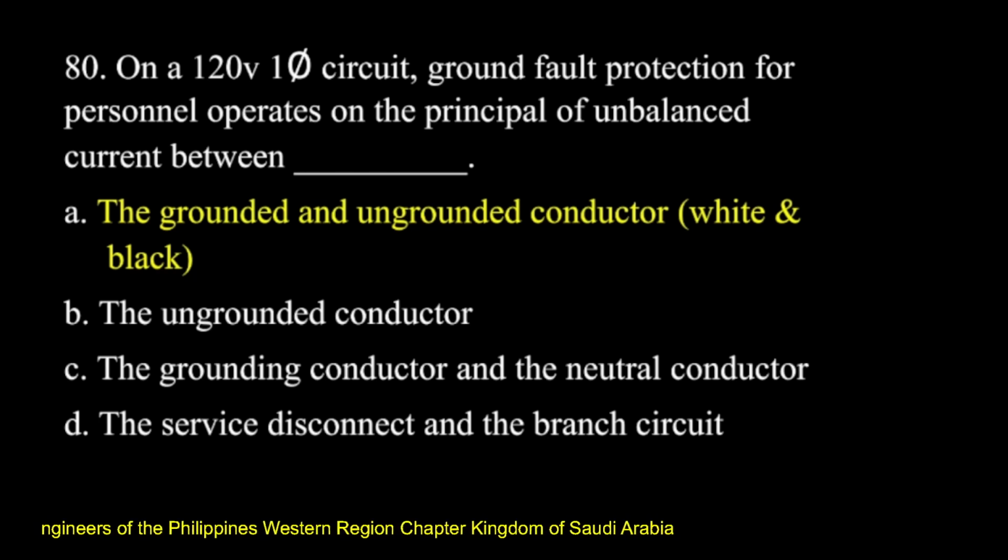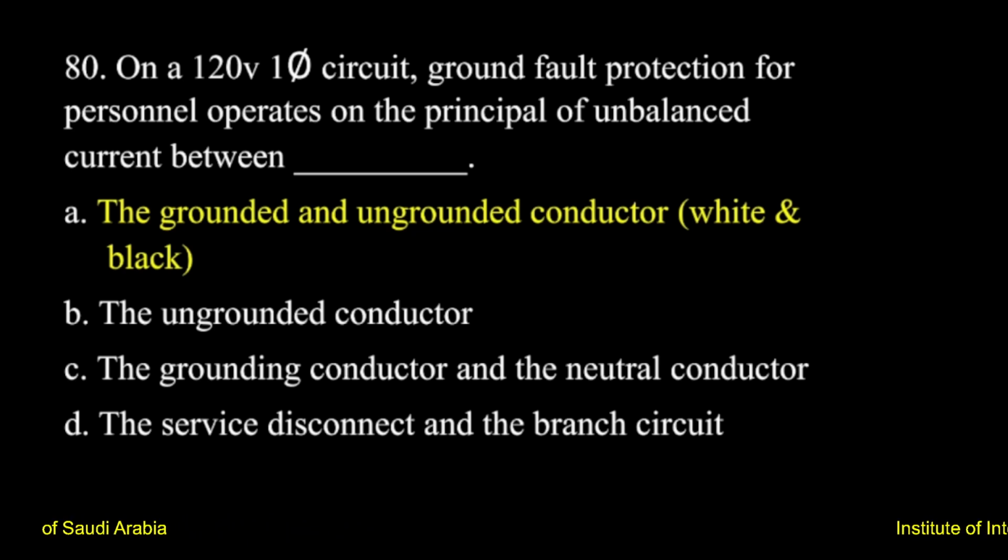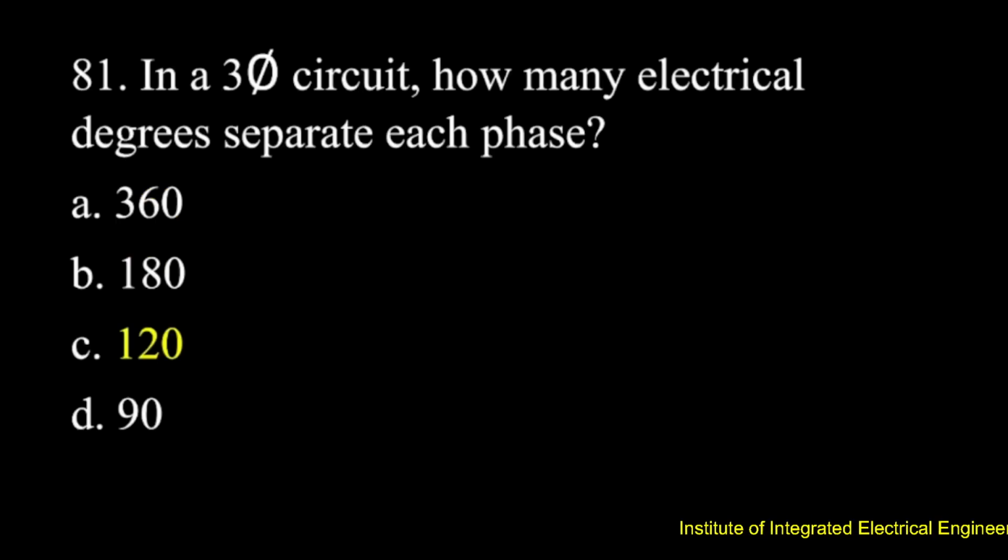On a 120V single-phase circuit, ground fault protection for personnel operates on the principle of unbalanced current between blank. A. The grounded and ungrounded conductor, white and black. B. The ungrounded conductor. C. The grounding conductor and the neutral conductor. D. The service disconnect and the branch circuit. In a 3-phase circuit, how many electrical degrees separate each phase? A. 360. B. 180. C. 120. D. 90.